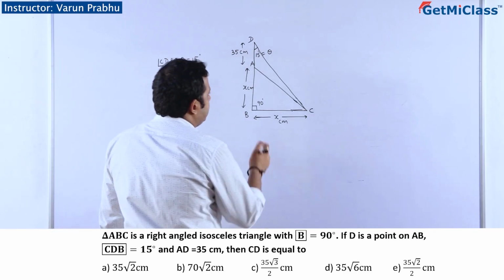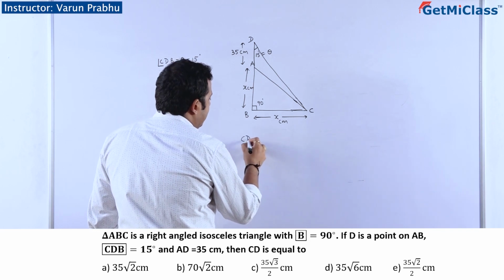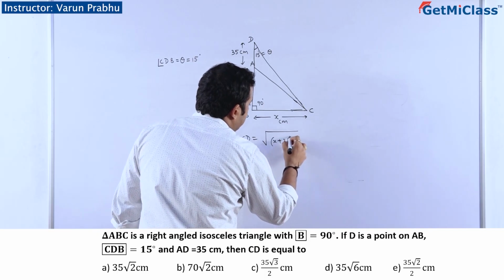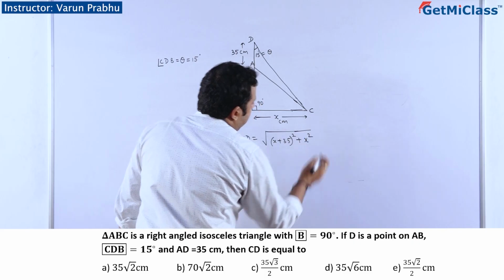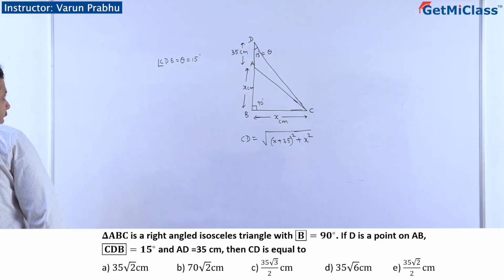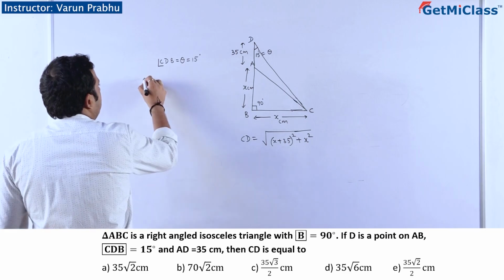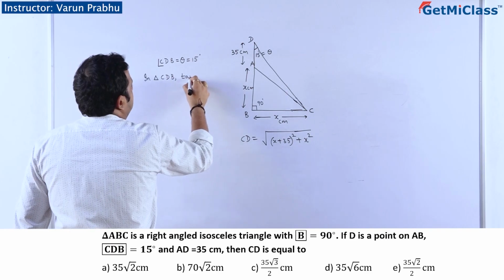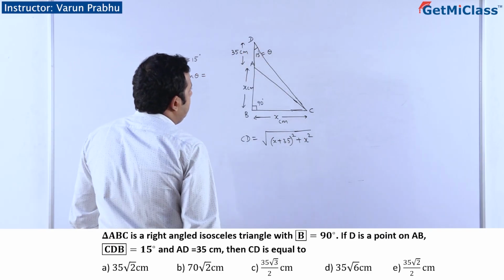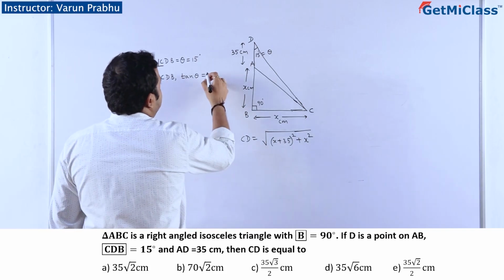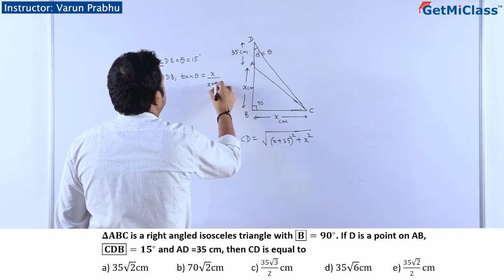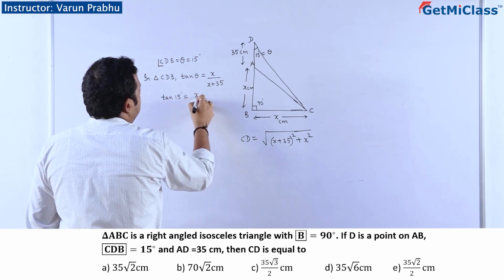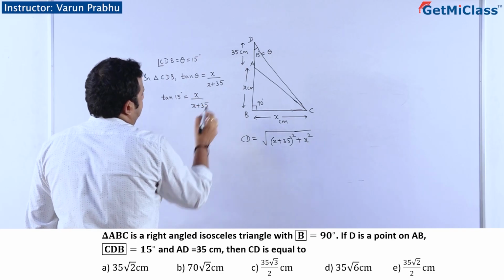Then what is the value of CD? Because this is 90 degrees, CD can be written as the square root of (x plus 35) the whole square plus x square, by Pythagoras theorem. So now in triangle CDB, tell me what is the value of tan theta. Tan theta is nothing but opposite side divided by the adjacent side, correct? So I can write tan of 15 degrees is equal to x divided by x plus 35.